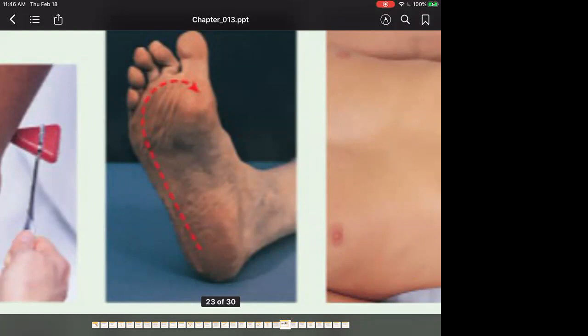If, when we do this, the toes dorsiflex, go the other direction, and fan up and away, that's positive Babinski. That's abnormal. That could indicate something like a spinal cord injury. The toes fanning up and out. So curling down is good. That's normal. That's a negative Babinski. Fanning up and out is bad. That's positive. That's abnormal. Positive Babinski is abnormal.